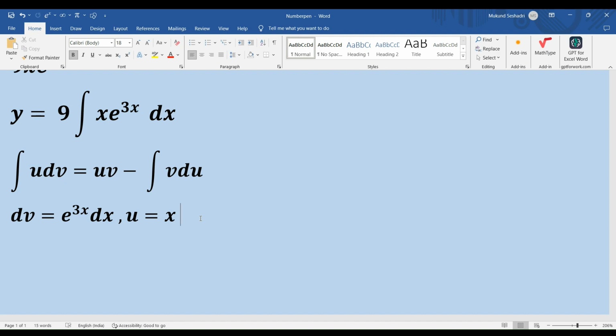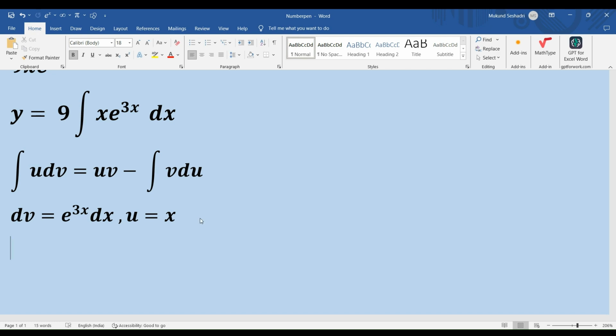Now, why did I choose dv equals e to the power 3x dx, right? Because if I choose this dv, it is easier for me to arrive at my v, point number one. And when I do the integral of v du, I notice that that also becomes a lot simpler for me, right? Why? We will see that in the subsequent step.